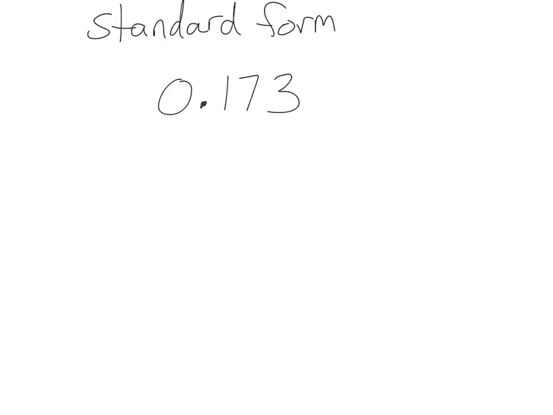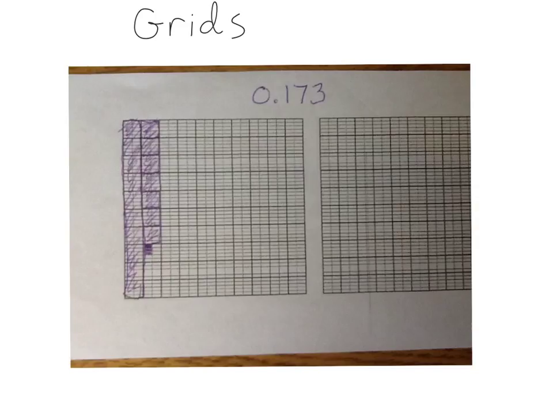So here's standard form, and this is where I've just written out the decimal. So we have 173 thousandths. Next, we have the grids, and this is what we've practiced, so keeping the same number, 173 thousandths. Remember, in this grid, each individual little box here is 1,000th. And so in order to cover 173 of them, this would be 100 thousandths, because each box has 10.